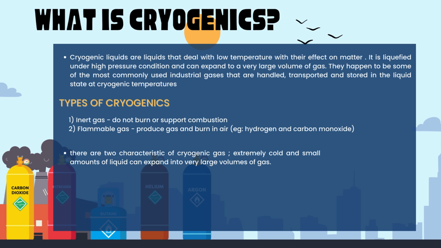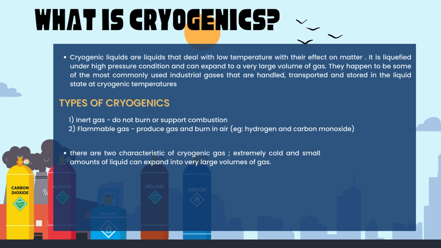There are two types of cryogenics. Firstly, inert gas, which does not burn or support combustion. Examples of this group are nitrogen, helium, and neon. The other one is flammable gas. Some cryogenic liquids produce a gas that can burn in air. The most common examples are hydrogen, methane, carbon monoxide, and liquefied natural gas.